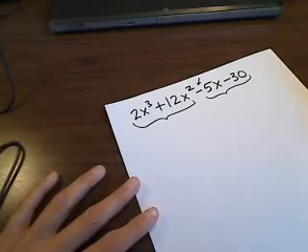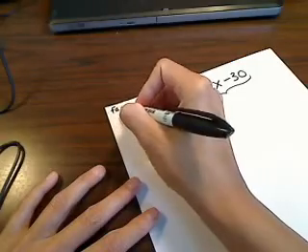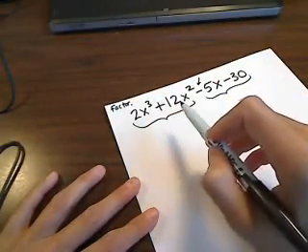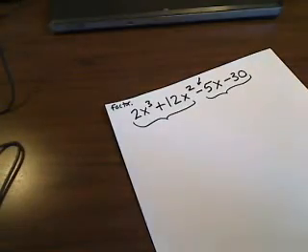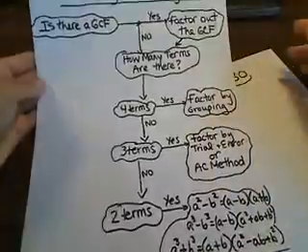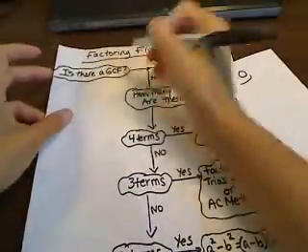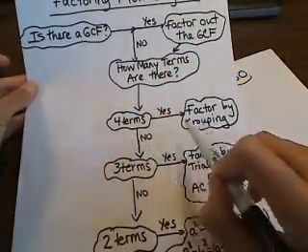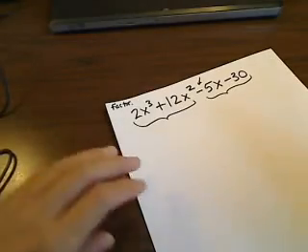And the reason that I'm doing that is obviously because I've looked at the problem, the directions say factor, and there's no greatest common factor in the entire problem. And if I use my handy dandy factoring flow diagram, is there a greatest common factor? There's not. So how many terms are there? There's 4 terms, factor it by grouping. So that's why I'm using this process here.